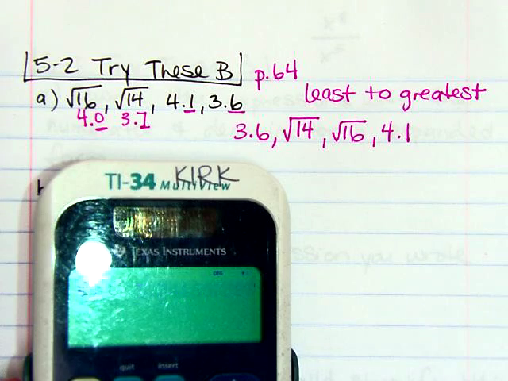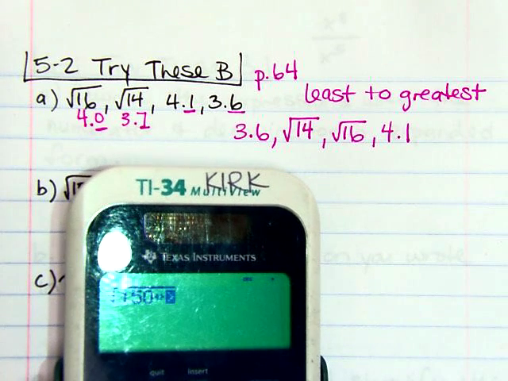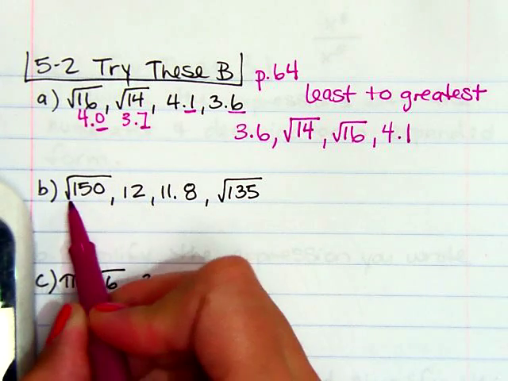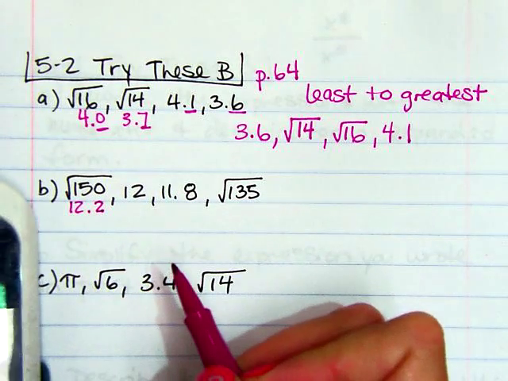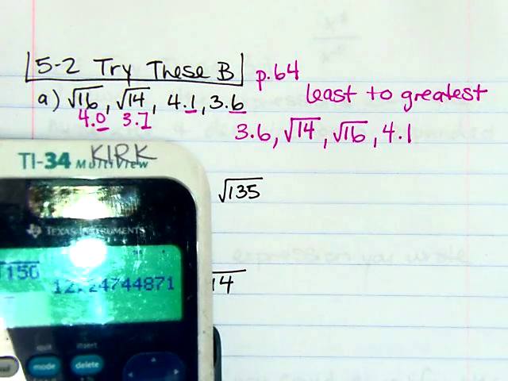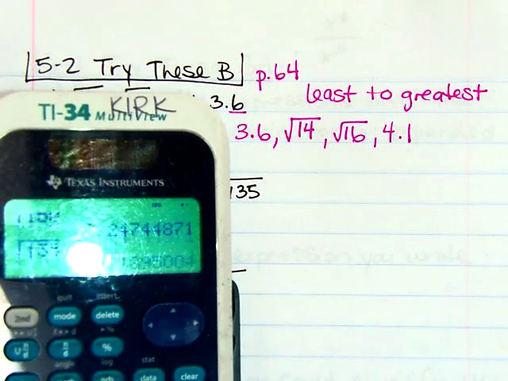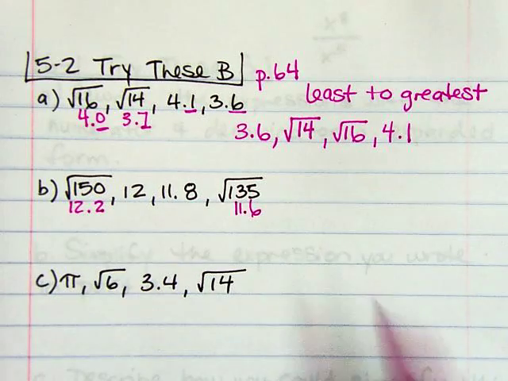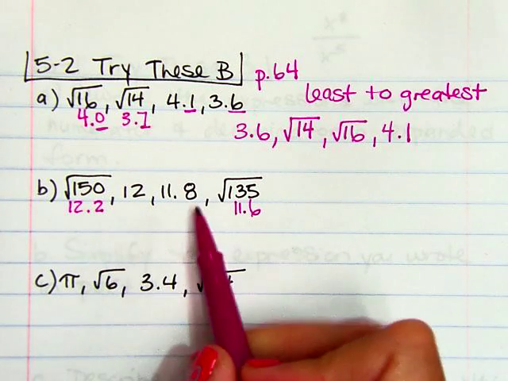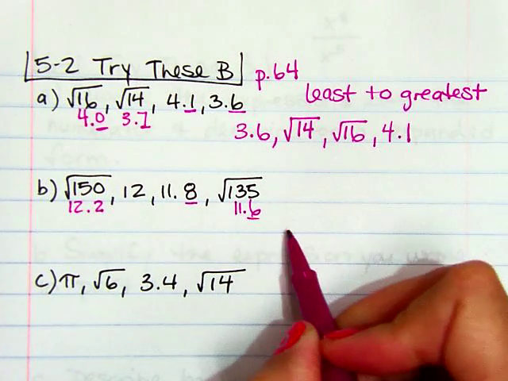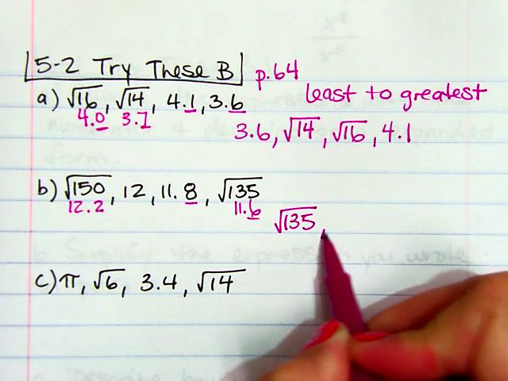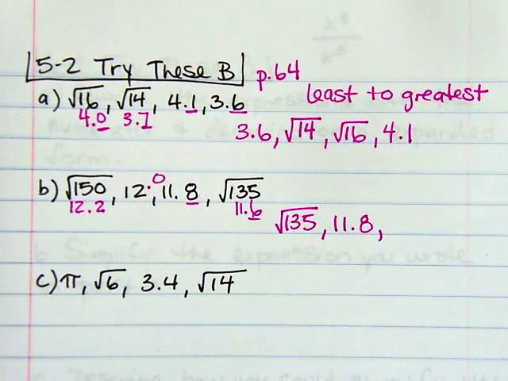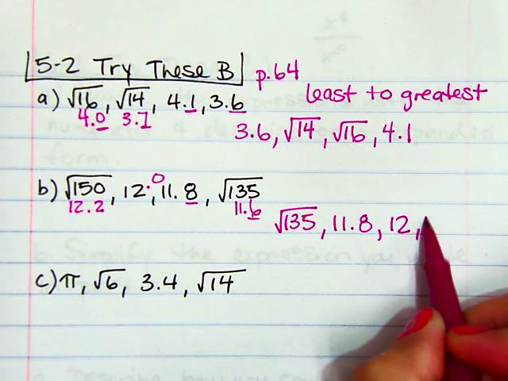In my calculator, I'm going to put square root 150. Oops. Let's try again. Square root 150 equals 12.2. And then I've got square root 135, 11.6. All right, so 11 is smaller than 12, so I need to look at these two first. So square root 35 is going to be my smallest, then 11.8. Now I've got 12. Now remember, this is also like 12.000, so 12 is next, and then 12.2.